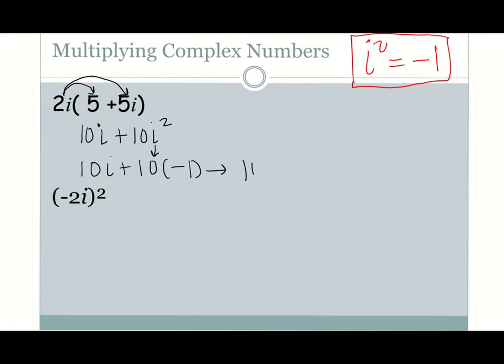So I have 10i minus 10, because 10 times -1 is -10. However, when we write complex numbers, we always want to write our number out in front before the piece that has our imaginary unit here. So, because we have a plus bi, I would write this as -10 plus 10i.